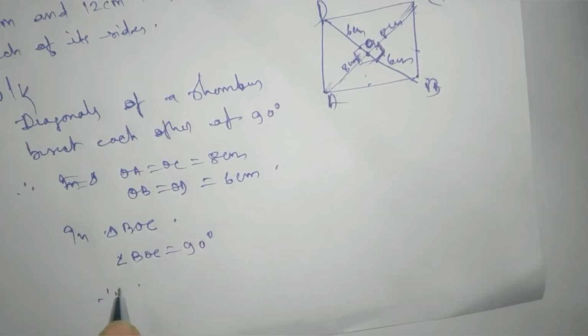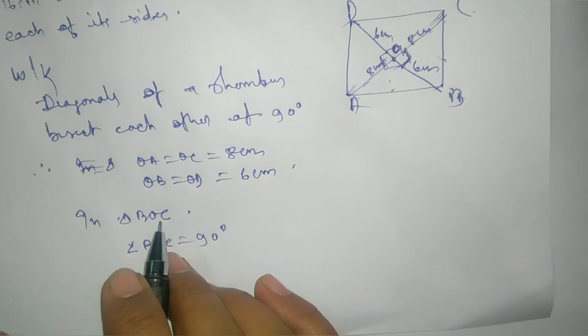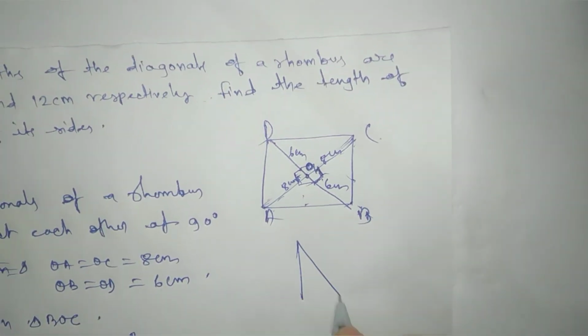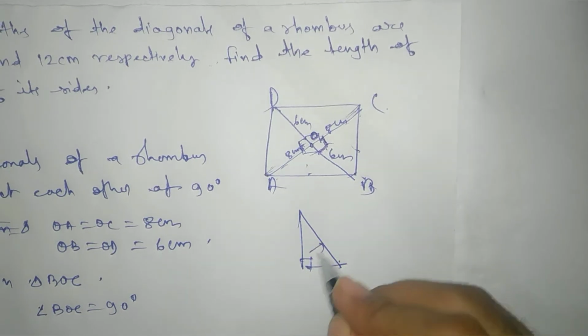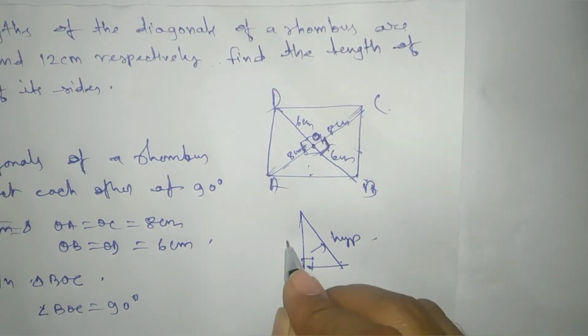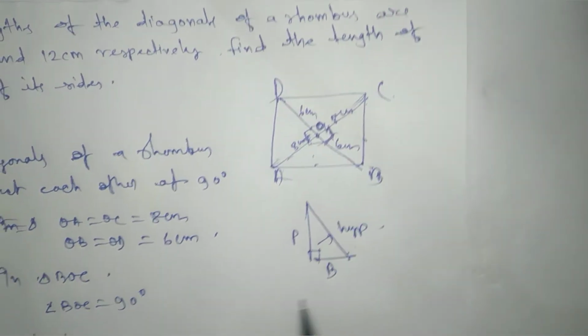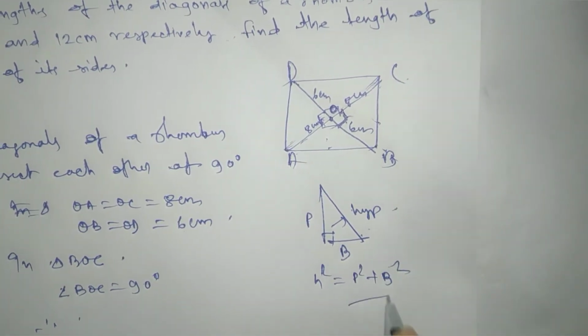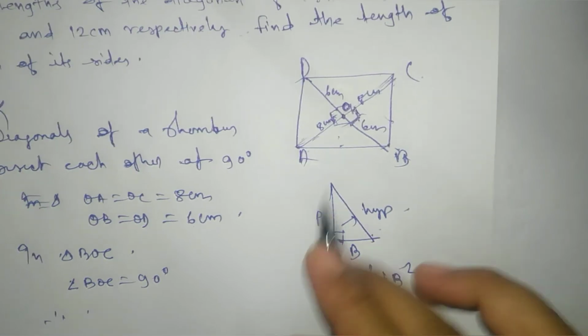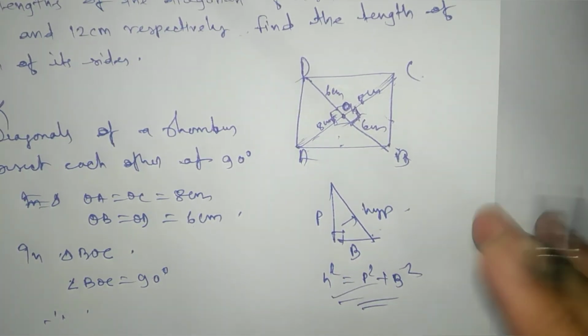Therefore we can say, if we take a right angle triangle, I hope you have seen a right angle triangle, this is the hypotenuse, this is the perpendicular, and this is your base. So hypotenuse square equals perpendicular square plus base square, and this is the Pythagoras theorem. If it is a right angle triangle, this theorem will follow.